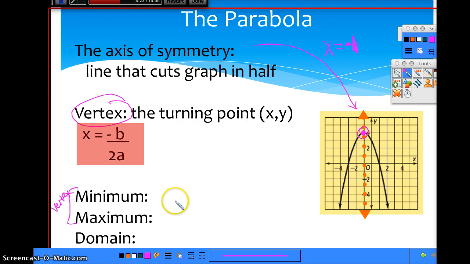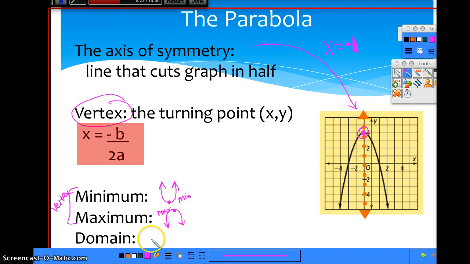So if your parabola opens up, then your vertex is a minimum. If your parabola opens down, then it's a maximum. So it can't be both. It's going to be one. Your vertex is either going to be a minimum or a maximum.